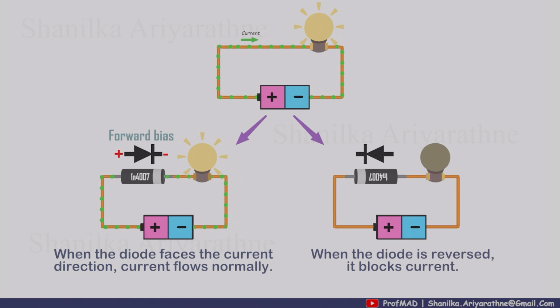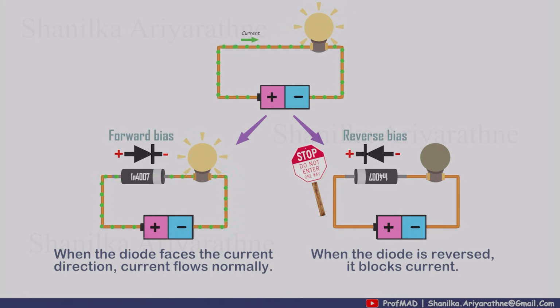But what if we flip the diode around? Now the arrowhead points against the direction of current. When we turn on the switch, the bulb does not light up. That's because the diode blocks current flowing in the opposite direction. This condition is called reverse bias.